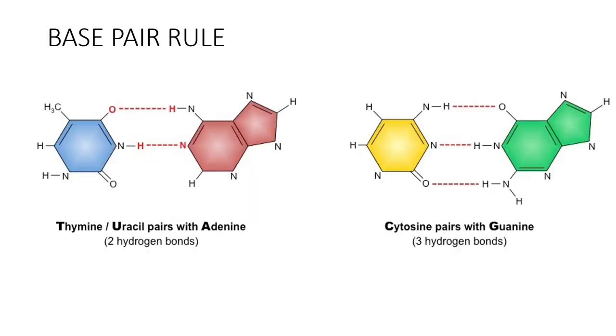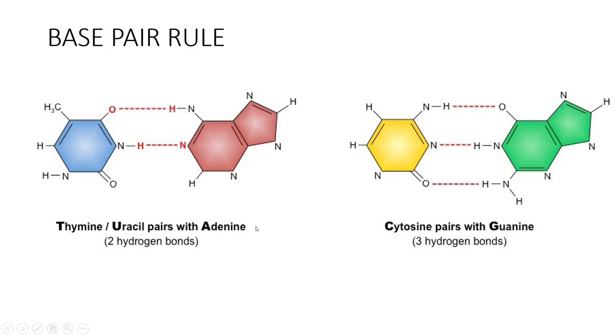Now, there is what we call the base pair rule, and this is very, very important, especially later on as we talk about replication, because the thymine or the uracil will always be pairing with adenine, and the cytosine will always be pairing with guanine. Okay, and that will be very important. So C is always pairing with G, and A is always pairing with T, or A is always pairing with U when we talk about the RNA.